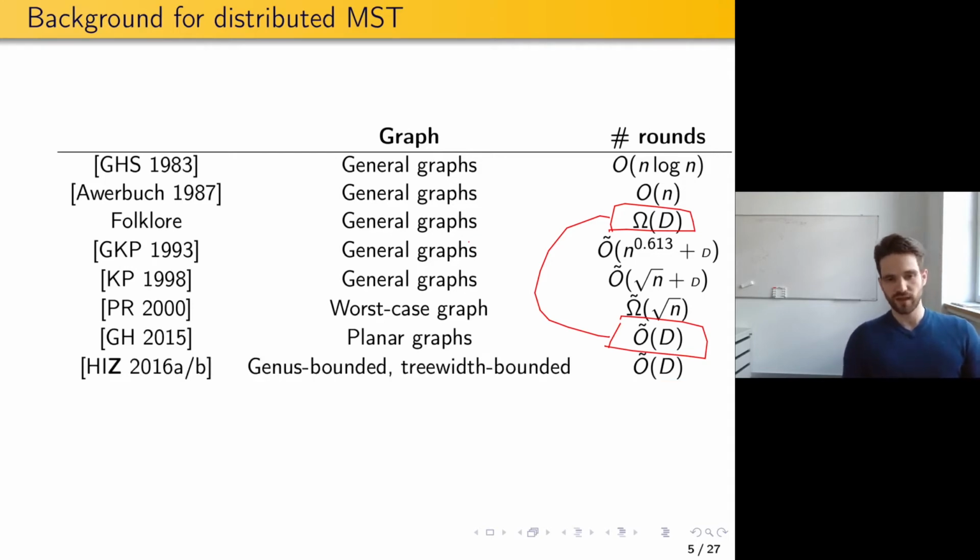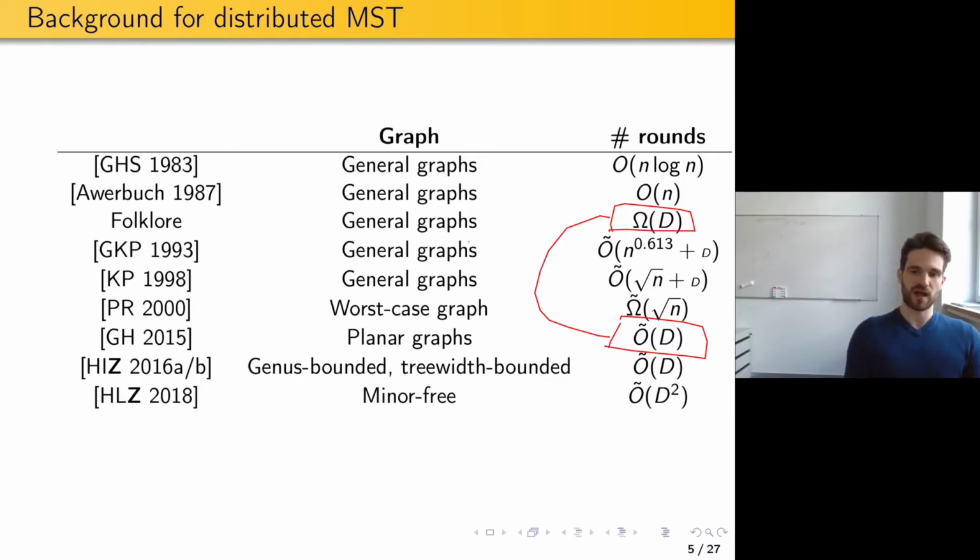Furthermore, this was then later extended by Haeupler, Izumi, and me to genus-bounded and treewidth-bounded graphs. There exists an order D algorithm for them, and later by Haeupler, Li, and me, that you can do on minor-free graphs a diameter squared algorithm, which was then later simplified and improved to an order D algorithm for the minor-free case.